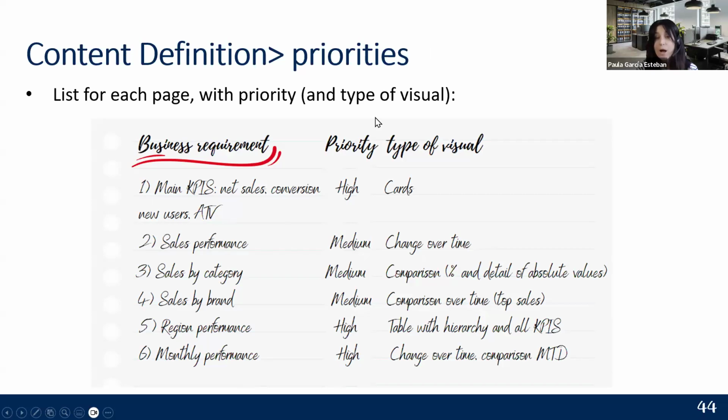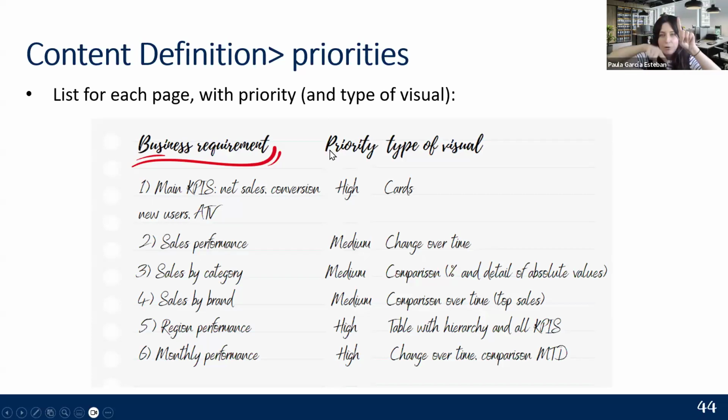Then priority. Why priority? Because depending on that, first, that's something that the business should tell me. I'm not a magician. I don't have the capacity to understand what's more relevant for you. Maybe for the KPIs it makes sense to put them in a relevant place in the dashboard, but I need this information that comes from the business. So why is this priority important?